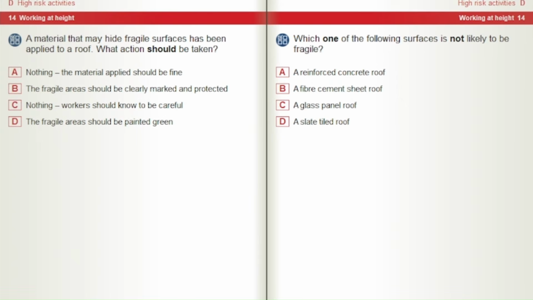Which one of the following surfaces is not likely to be fragile? A reinforced concrete roof, a fibre cement sheet roof, a glass panel roof, a slate tiled roof.